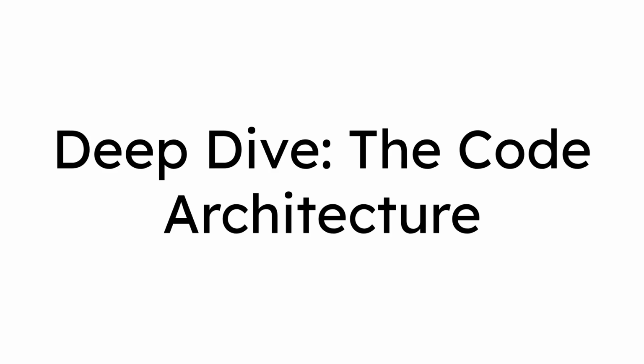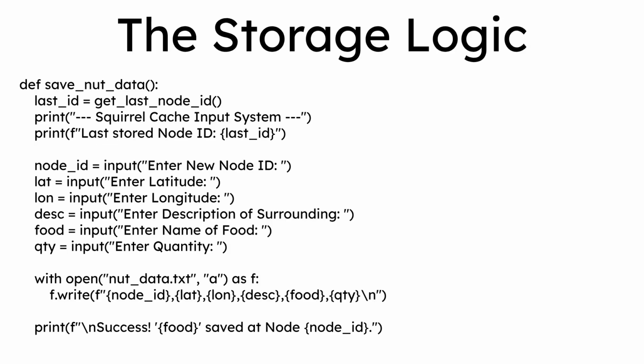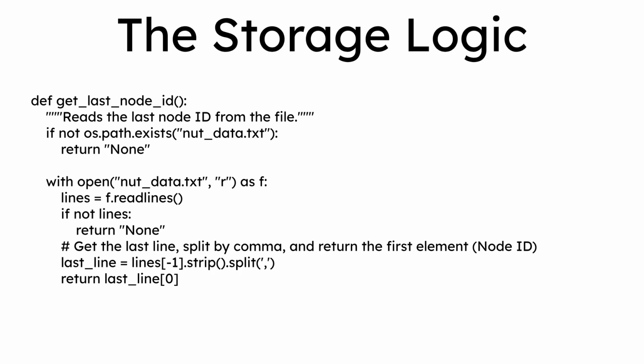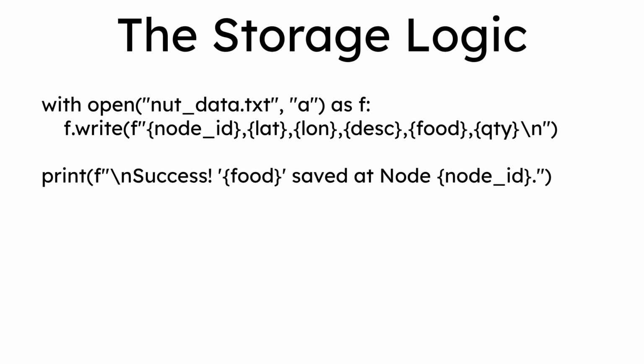Deep dive. The code architecture. 1. The storage logic. Save nut data. This function is the memory keeper. Get last node ID. Before saving, we scan the nutdata.txt file. We use readlines to look at the very last line, extract the ID, and display it. This prevents the squirrel from overwriting existing data.